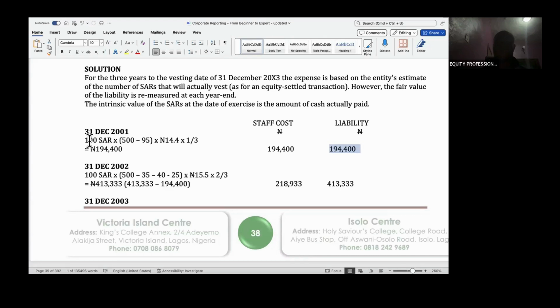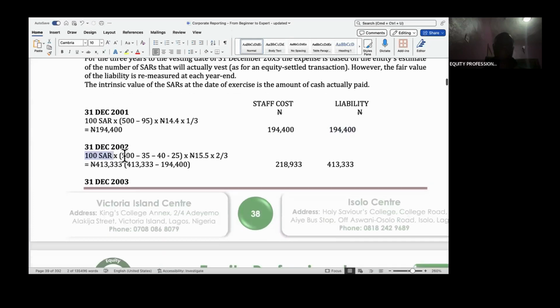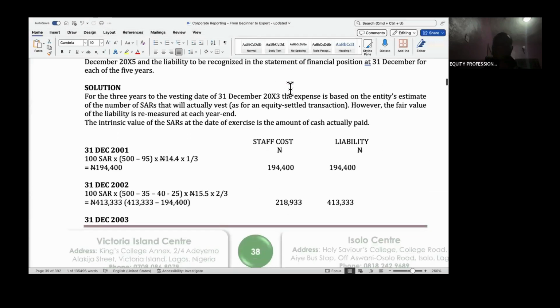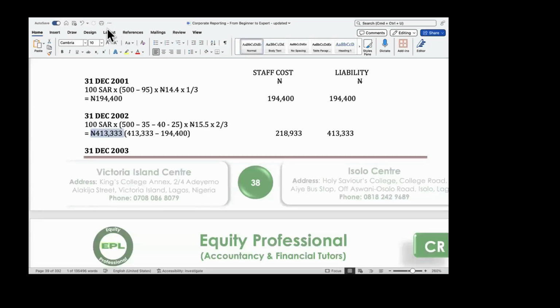So all of those figures are given to us. In year two, we are giving 100 share acquisition rights to each of our staff. And based on the question, 500 employees, 35 left in year one, 40 left in year two. We now estimated that 25 will leave in year three. So the balance is the people that will vest. Multiply by the fair value of the right at the end of year two. Look at it. I hope you haven't forgotten this one. At the end of year two. So when you calculate that, it gives us 413,333. And that's what will come in as our liability.